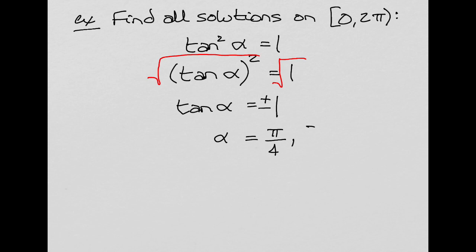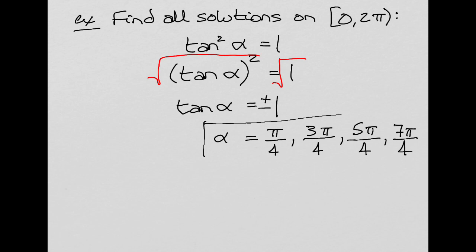In quadrant 2, tangent of 3 pi over 4 is negative 1, but we want those. In quadrant 3, tangent of 5 pi over 4 is positive 1. And in quadrant 4, tangent 7 pi over 4 is negative 1. So all of those fit the description of tangent squared alpha equals 1. So we have 4 solutions to this equation.